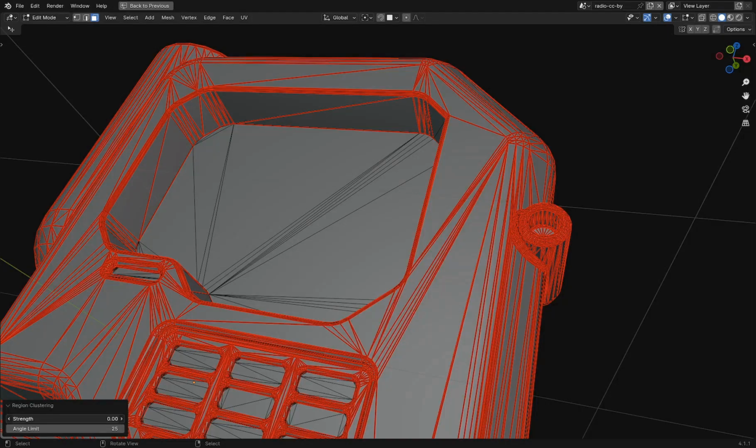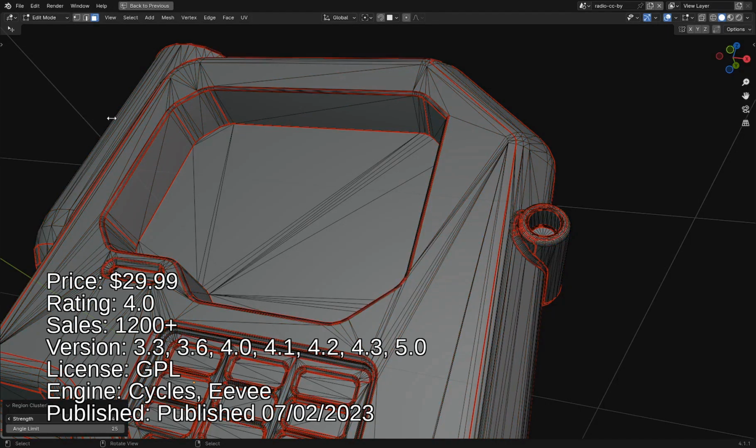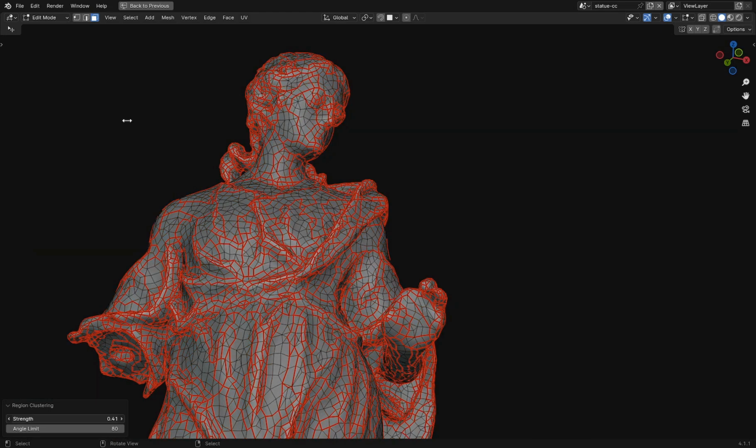Placing UV seams by hand is easily one of the most tedious parts of 3D modeling. It is fussy, time-consuming, and if you get it wrong, your textures end up stretched and distorted.